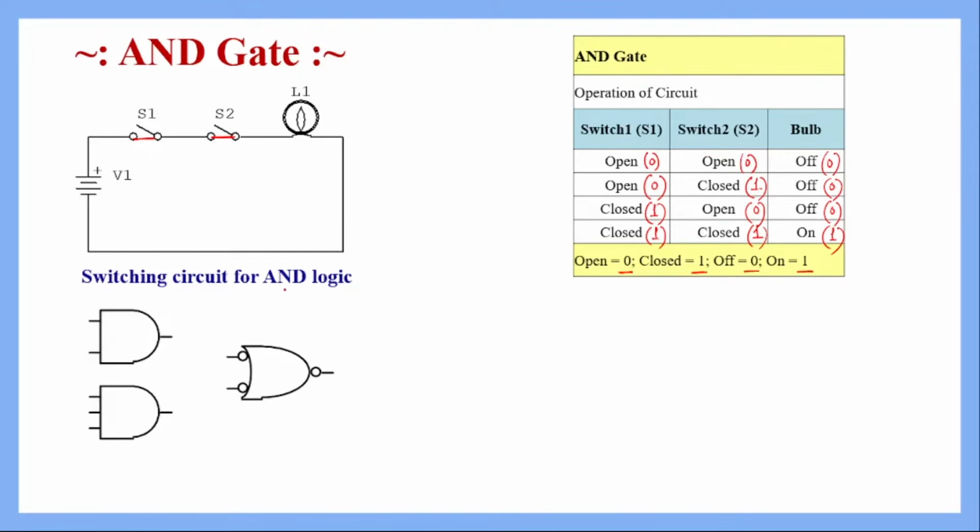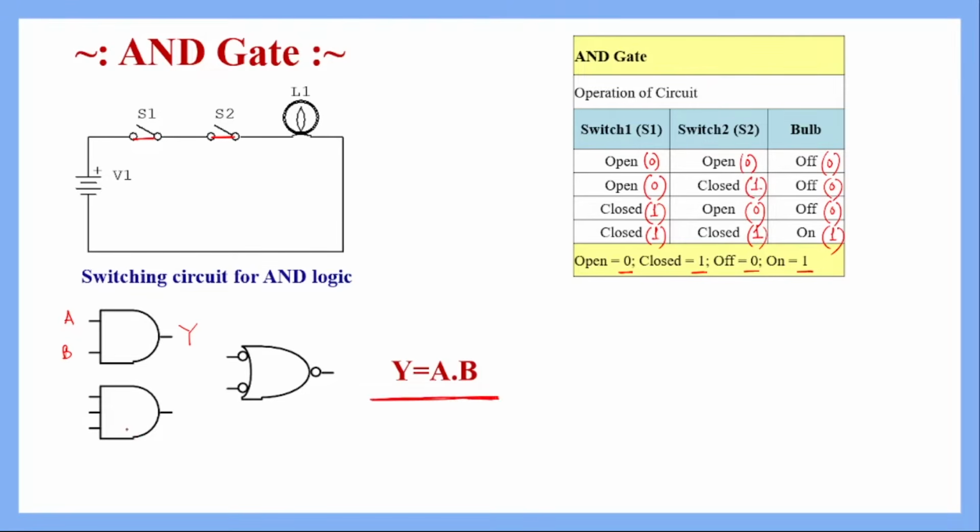So here we can see we have a two input AND gate. If we represent the two inputs by A and B and the output by Y, then the relationship between the inputs and output of an AND gate is represented by Y equal to A dot B, or A and B.